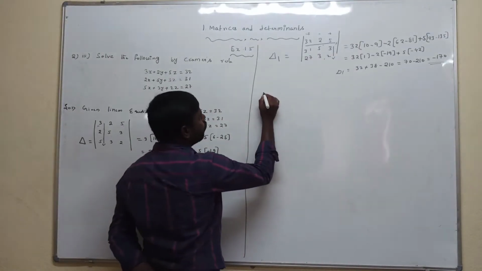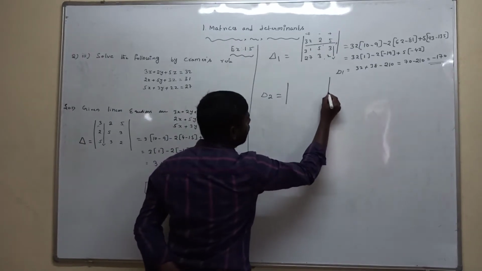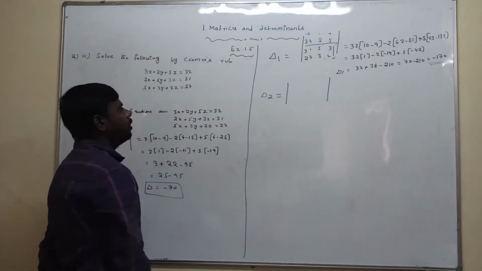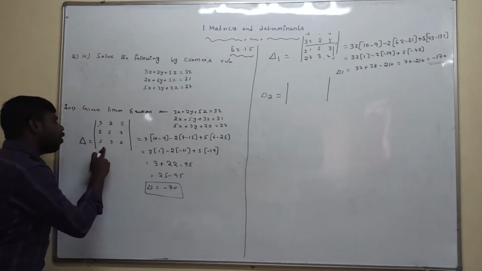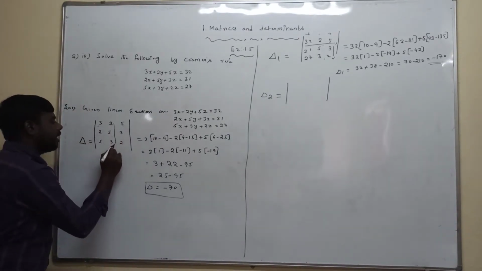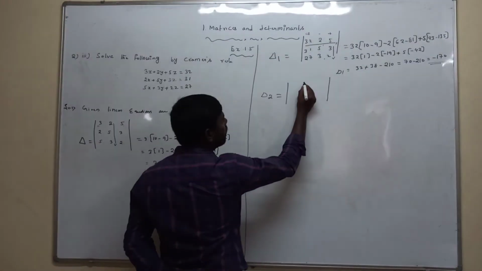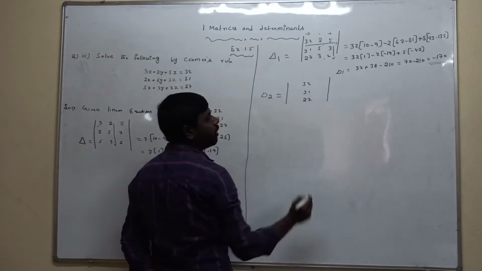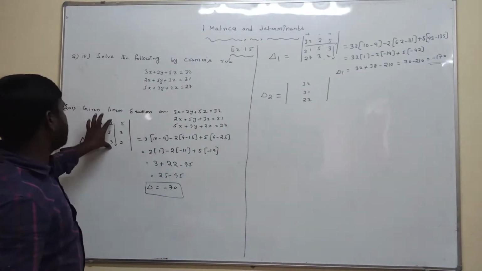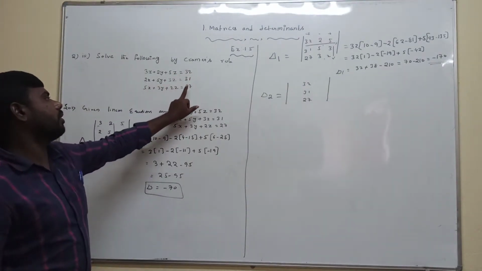Next we have to calculate the delta 2 value. So delta 2 is the determinant obtained by replacing the second column by the constant elements 32, 31, 27.